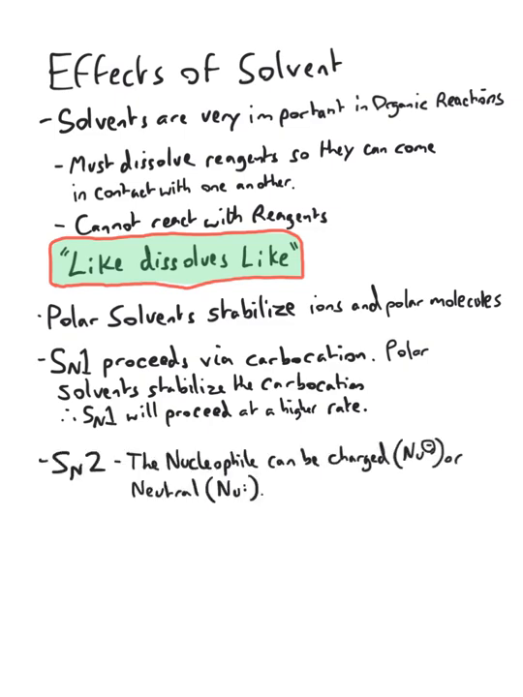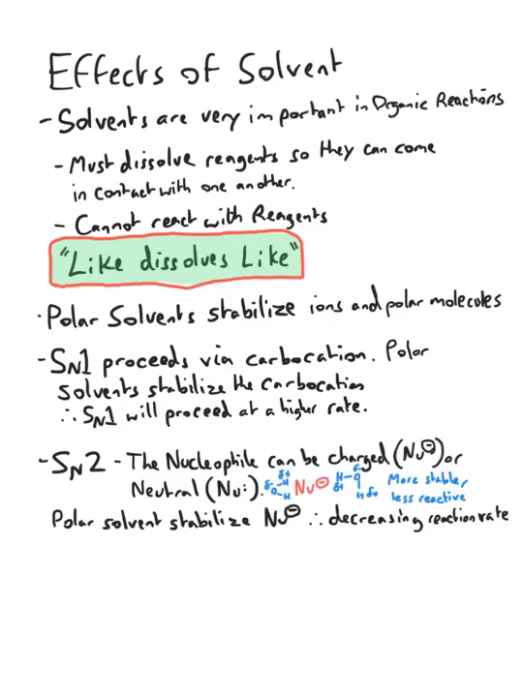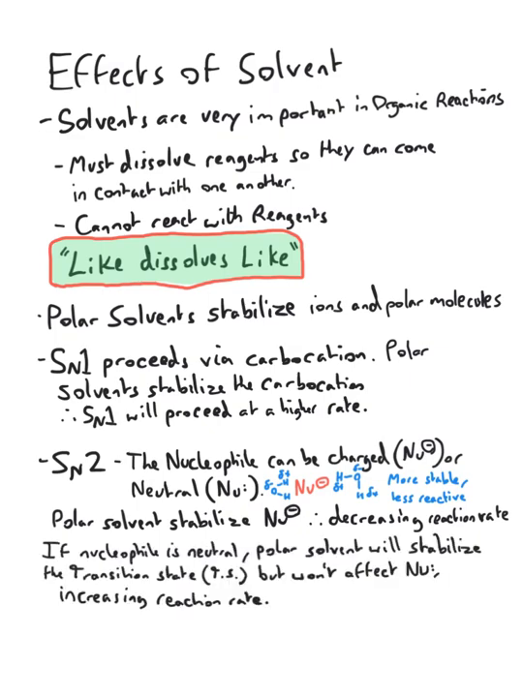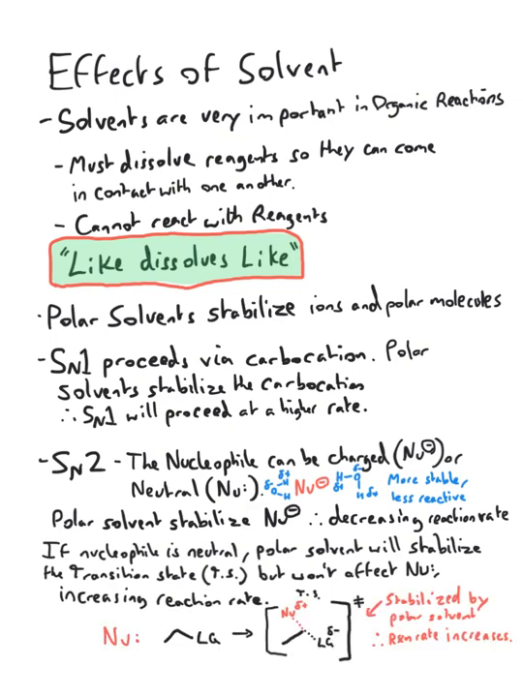For SN2 reactions, the nucleophile can be charged or neutral. If the nucleophile is charged, the polar solvents can stabilize it, therefore decreasing the rate of reaction. However, if the nucleophile is neutral, the polar solvent will stabilize the transition state, but not affect the nucleophile, increasing the rate of reaction.